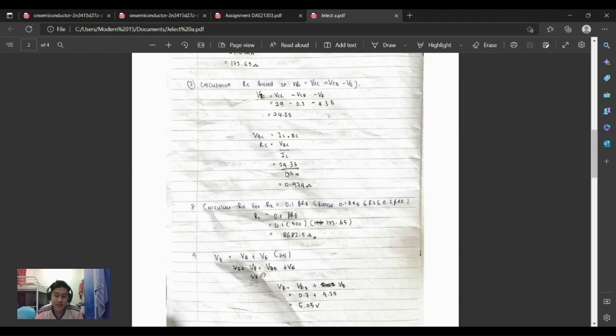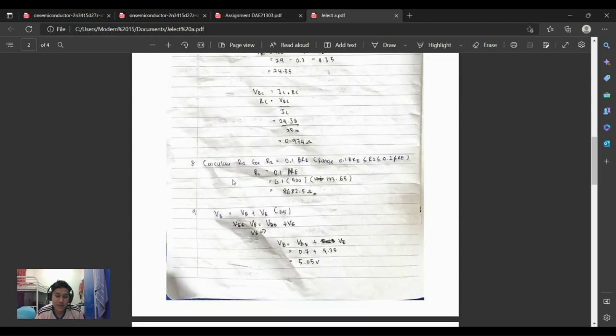So the answer is 50 microampere. So from here we know the IB value. So 500 plus 1 multiplied by 50 microampere. So the answer is 25.05 milliampere.